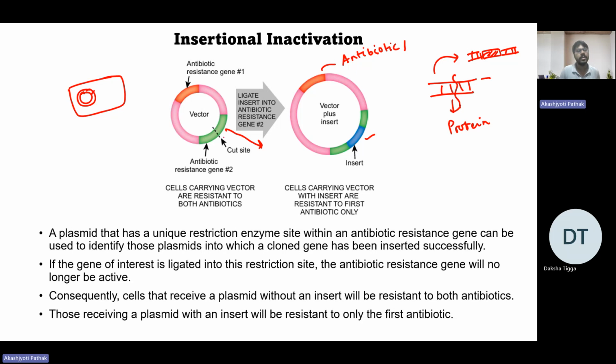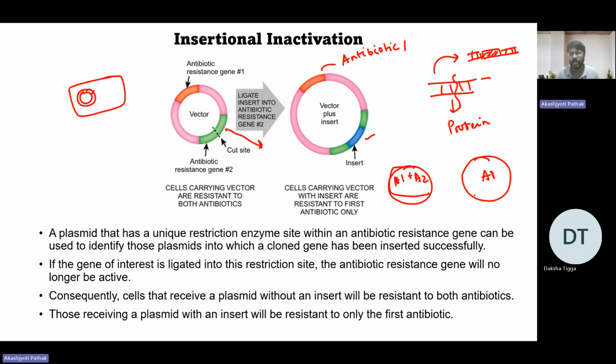Okay, so a plasmid that has a unique restriction enzyme site within an antibiotic resistant gene can be used to identify those plasmids into which a cloned gene has been inserted successfully. So basically what we can do is, if we have an agar plate supplemented with antibiotic 1 and antibiotic 2, and we have another agar plate which is only supplemented with antibiotic 1.